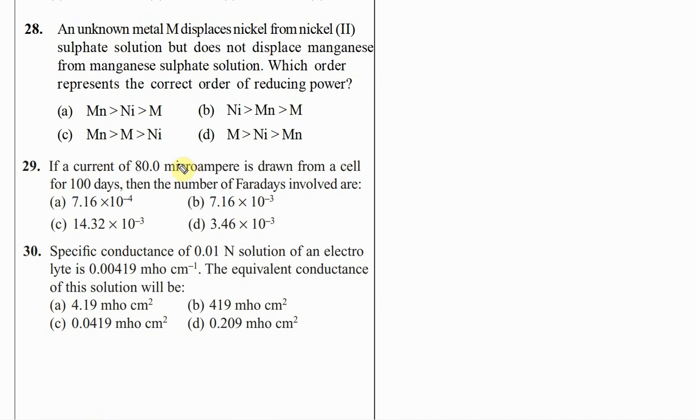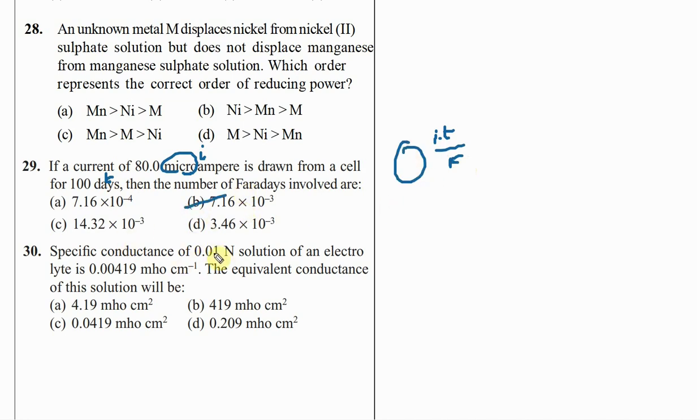So, here microampere, watch out for micro. Otherwise, I is given, T is given in days, then the number of Faradays involved is this. So, this is extremely simple, straightforward. Can calculate IT divided by the Faraday constant, put the Faraday unit, so you will know the number of Faradays. So, you should get beta.